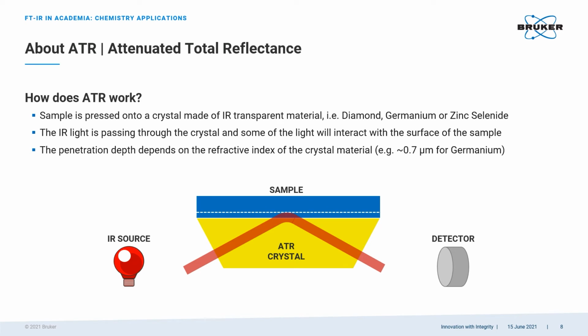The penetration depth of this evanescent wave, or the IR light for that matter, depends on the refractive index of the crystal material and ranges between 0.5 and 2 micrometers. So for practical aspects, it's always good to make sure the sample you are analyzing is well homogenized and the surface of the analyzed materials is clean.